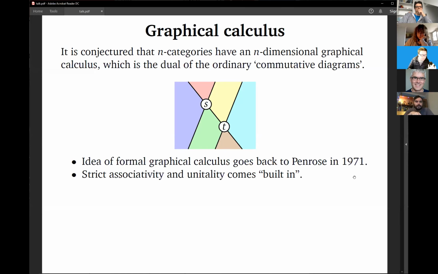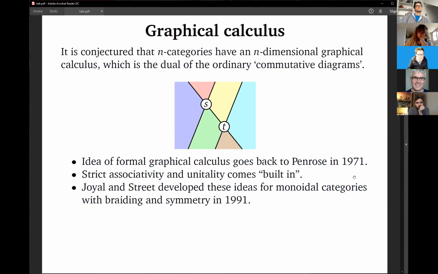These pictures somehow have strict associativity and unitality built in. So we can make the convention when we draw these pictures that we simply don't denote any associators or any units. So if we compose with a unit morphism, we just don't depict that, and that somehow doesn't corrupt the notation. And that's one of the simplifying aspects.